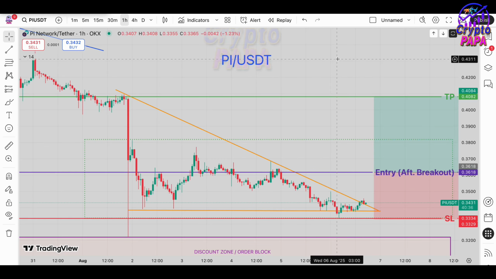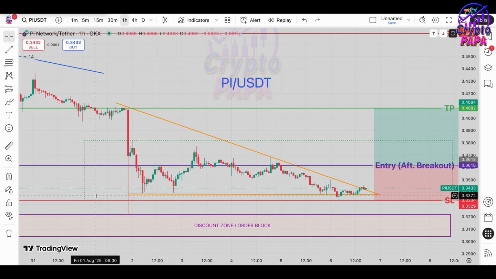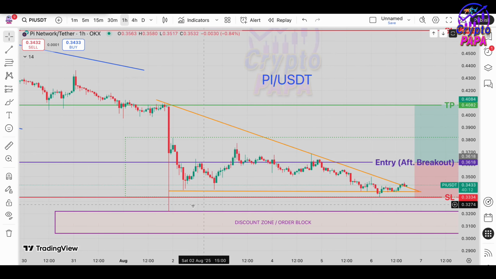So the last undervalued gem signal of today is the PI USDT. So let me just share some of the fundamental news with you regarding Pi. Even in this situation, Pi has dropped sharply all the way to the all-time low of 0.33. And just a couple of days before, it dropped all the way touching this area. We framed it and we call this a discount zone.